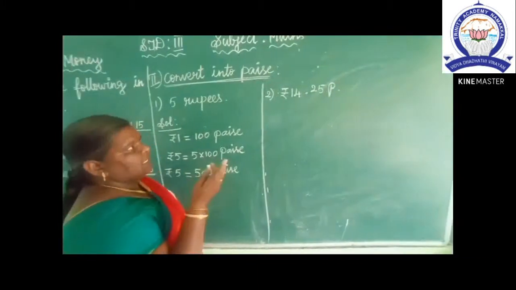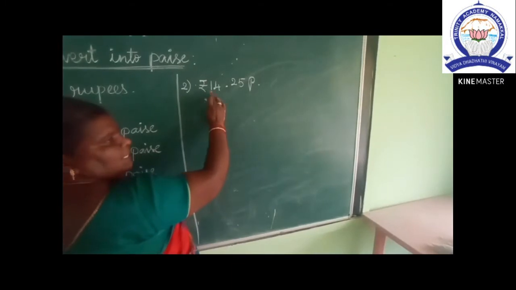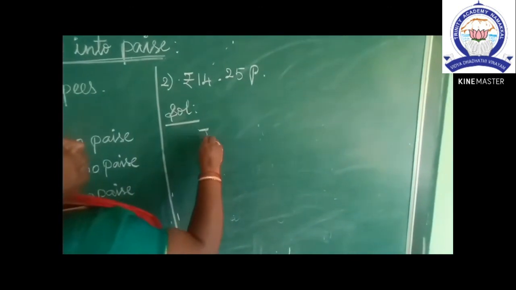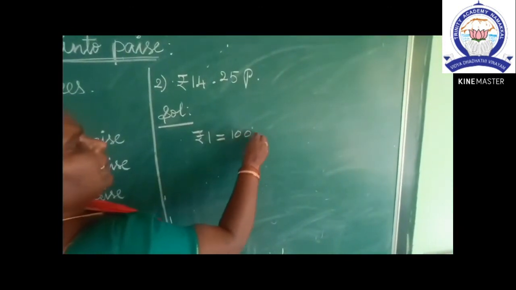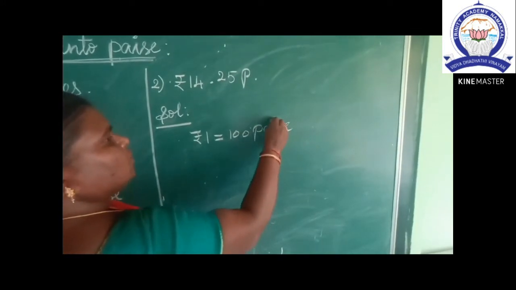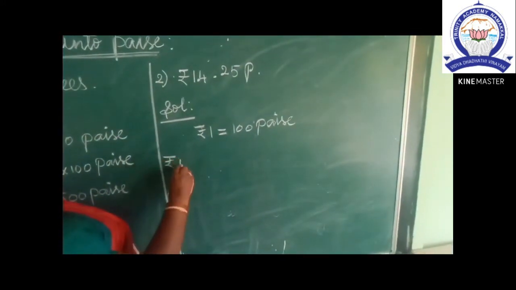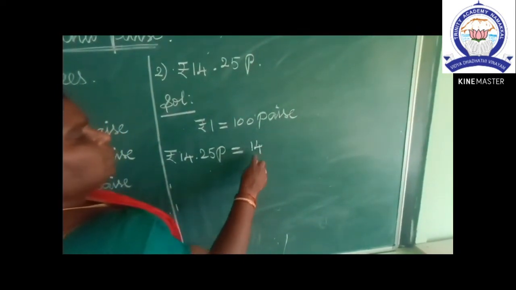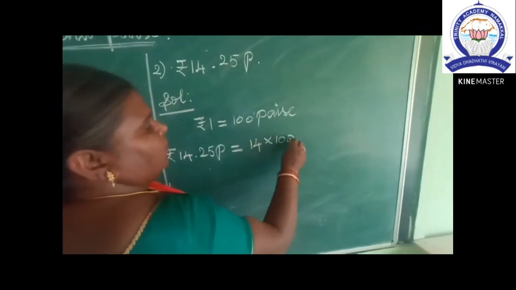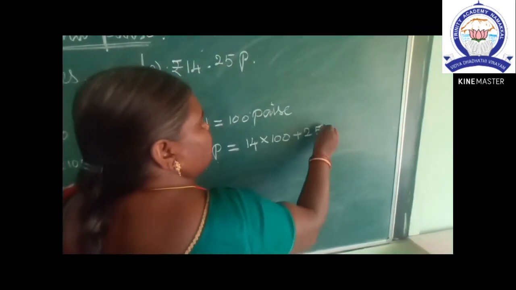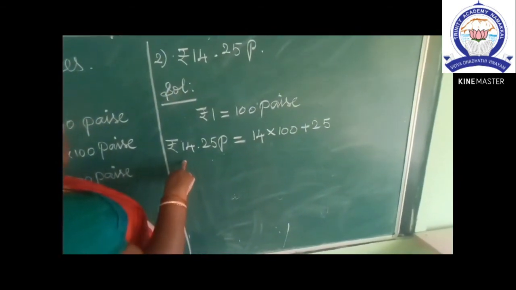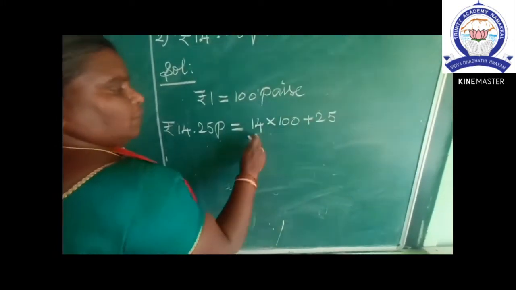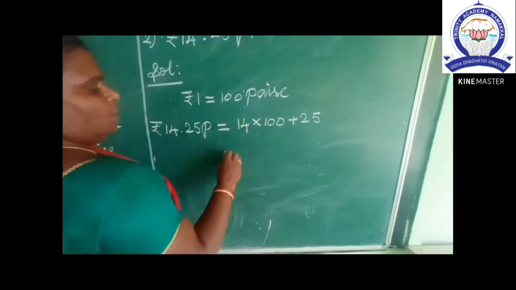Okay. See the next sum. 14 rupees 25 paise. 1 rupee equal to 100 paise. 14 rupees 25 paise equal to 14 rupees. So 14 into 100 plus 25. See children, what is our given sum? 14 rupees 25 paise. So 14 into 100. 14 rupees. So you multiply by 100.